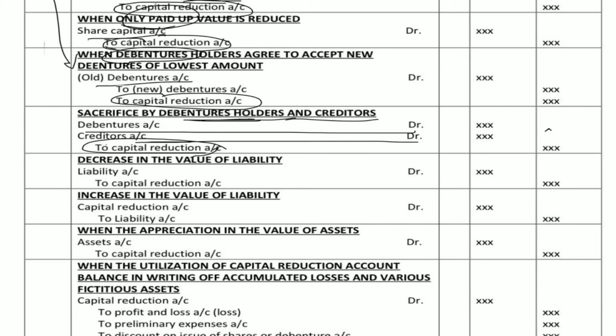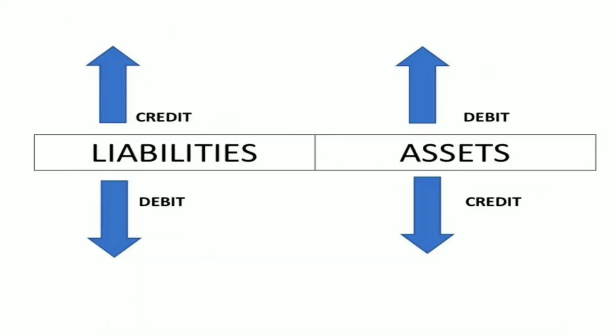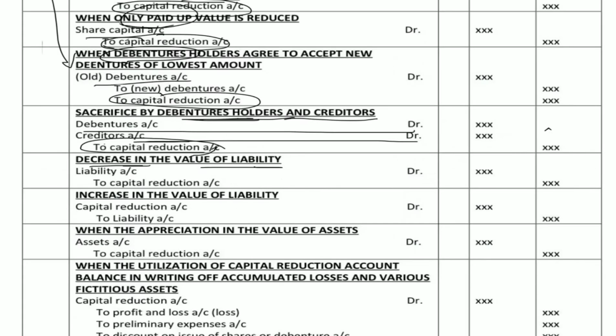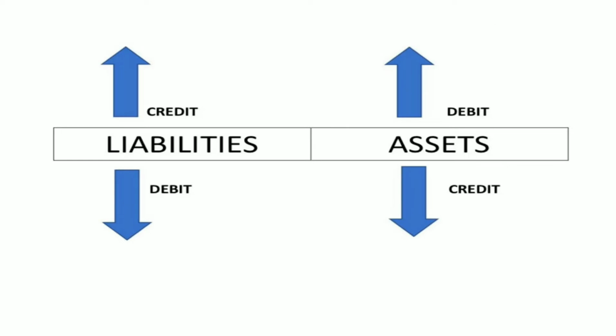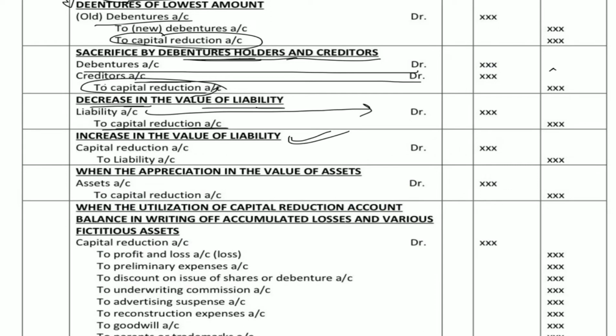Next entry is when there is a decrease in the value of liability. When the value of liability decreases, we will debit the value. So the entry here is liability account debit, to capital reduction account. Next entry is when there is an increase in the value of liability. So when the value of liability increases, we will credit. So the entry is capital reduction account debit, to liability account.